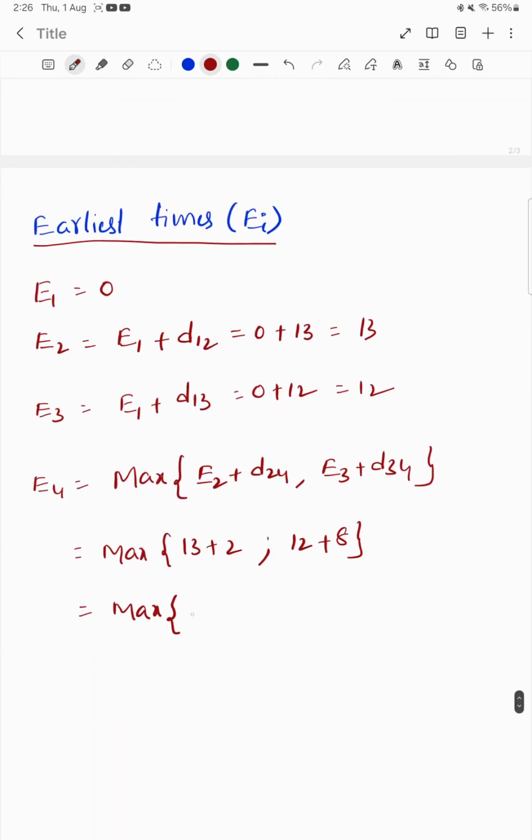13 plus 2 is equivalent to 15. 12 plus 8 is 20. So from this, the maximum is 20.